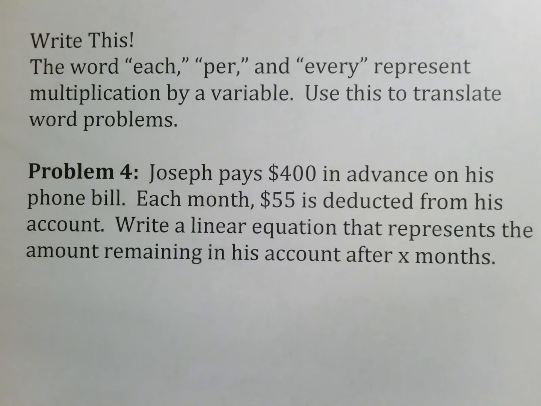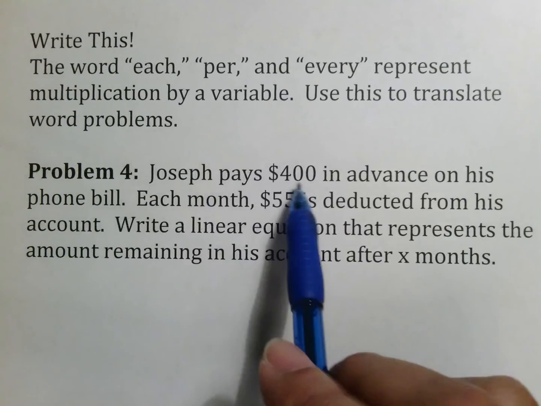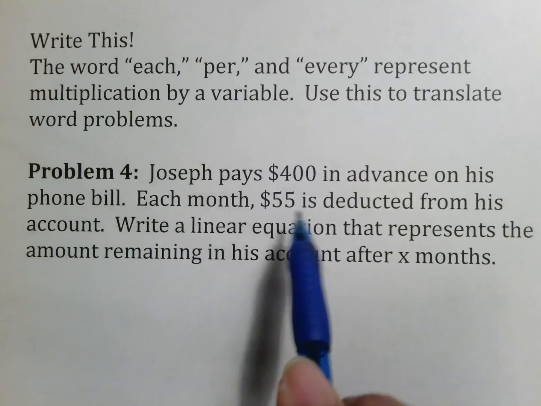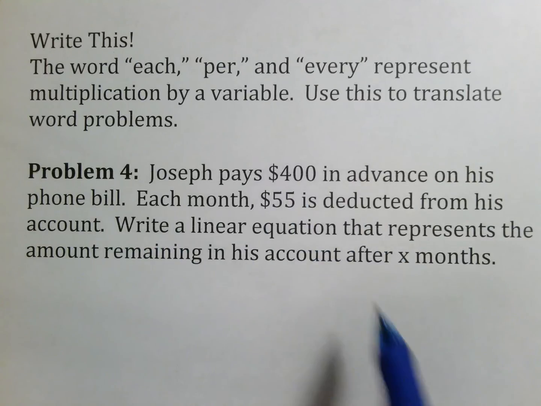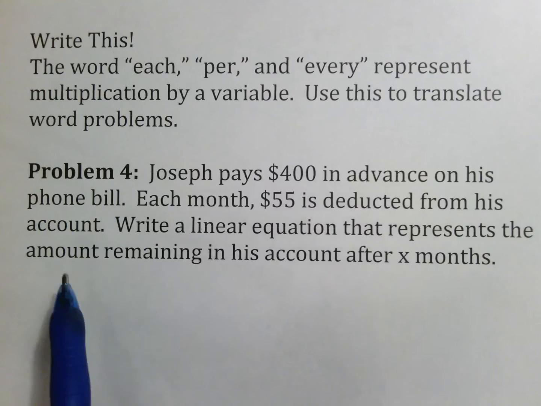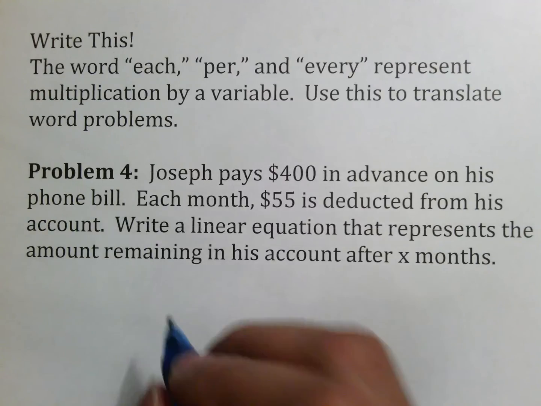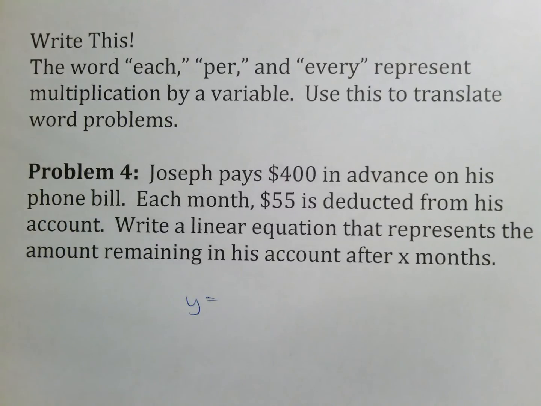In problem 4, which is very similar to what you're going to see today on your Math Excel, it says Joseph pays $400 in advance on his phone bill. Each month $55 is deducted from his account. It wants a linear equation that represents the amount remaining after x months. This is still going to be a y equals equation.